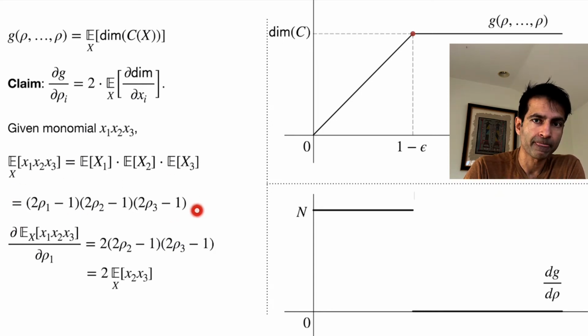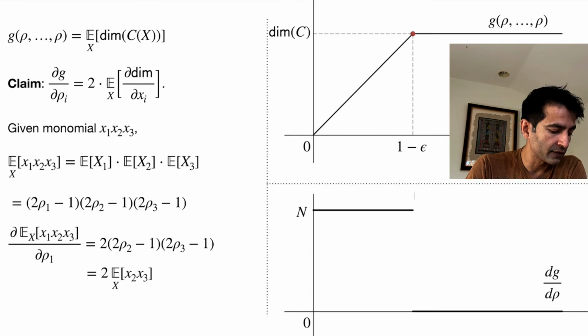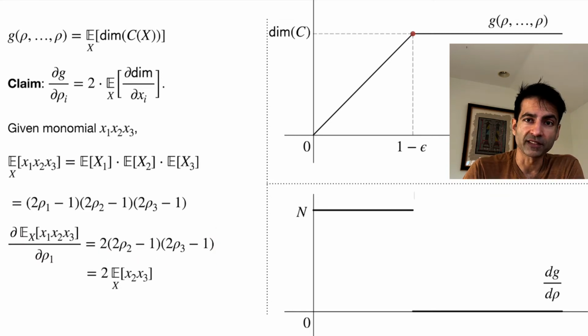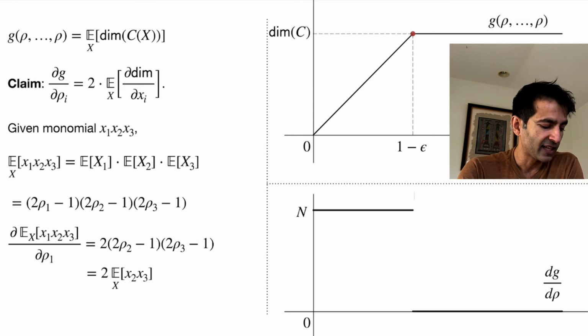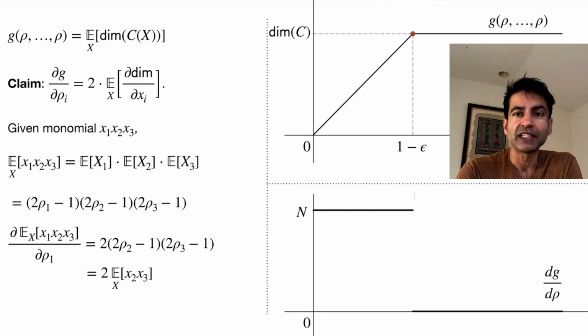And so when I take the derivative of this thing with respect to rho 1, what I get is this expression, which so happens to be exactly 2 times the expectation of x2, x3, which is the partial derivative of x1, x2, x3 with respect to x1. Okay, so this identity holds for each monomial, and therefore it must hold for the entire polynomial. Okay.